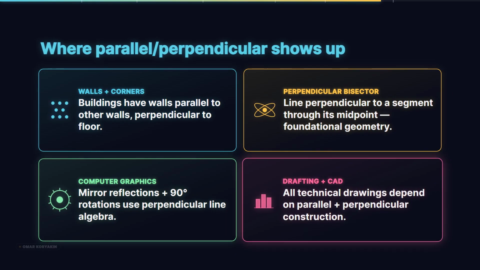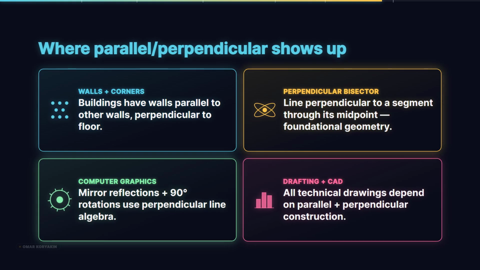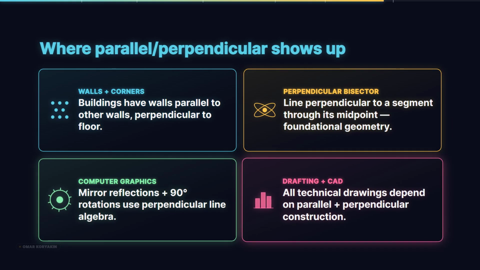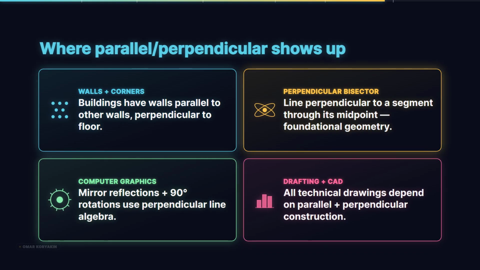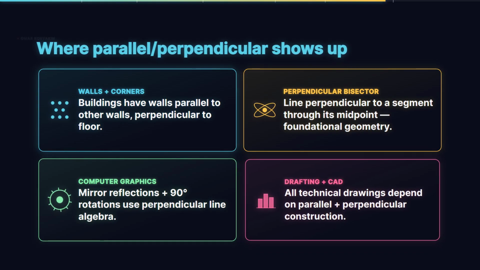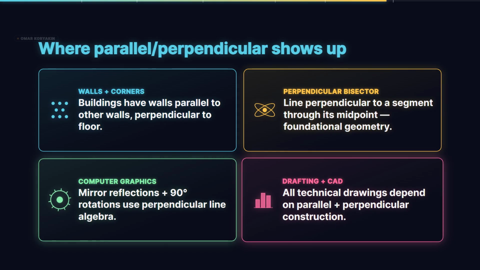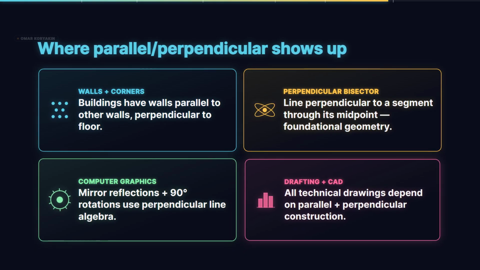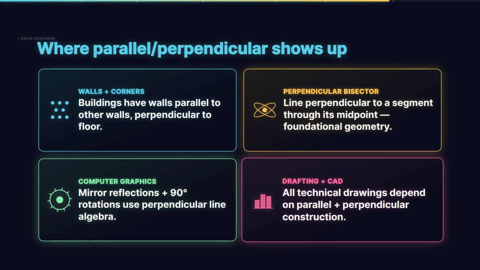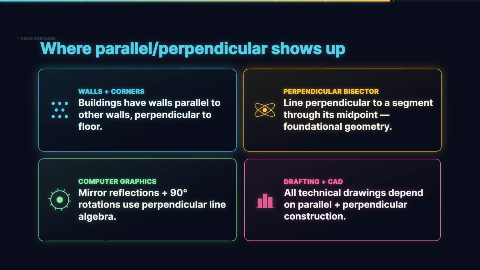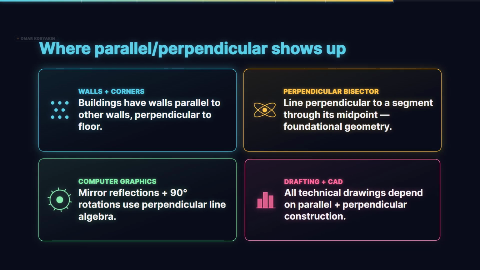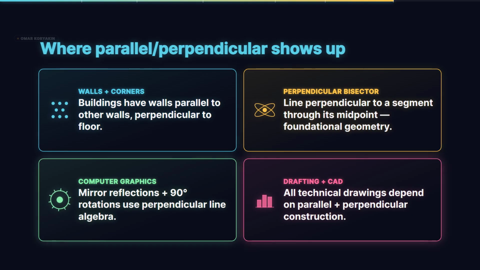In drafting and computer-aided design, all technical drawings depend on the ability to construct parallel and perpendicular lines accurately. Engineering blueprints, architectural plans, and mechanical drawings use parallel and perpendicular constructions on every line. CAD software automates these constructions but is built on exactly the algebraic rules you learned today. The skills are foundational across all of professional technical drawing.